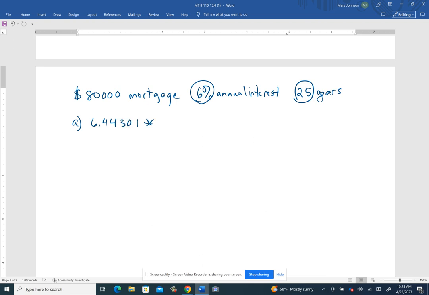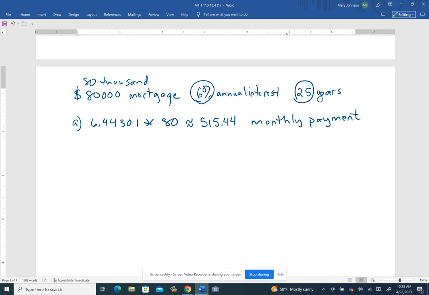Well, I need to multiply that by how many thousands I'm borrowing. So this is 80,000. Divide by 1,000, get your 80. I'm going to multiply by 80, and that's going to give me my monthly payment. Okay. That's $550.44. That's my monthly payment. That'll be the monthly payment every single time.